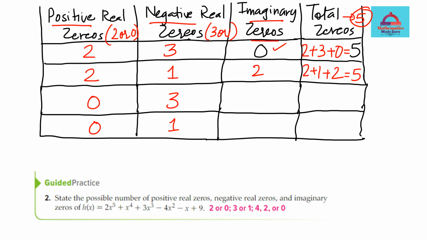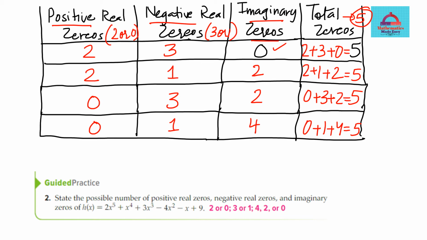So we are correct. Again, for the next part also, the total zeros have to be 5. This is 3 already, so 2 here. So 0 plus 3 plus 2, and yes, that is giving you a 5. So you are correct. Finally, the last part where you have 0 positive, 1 negative, therefore 4 imaginary, so 0 plus 1 plus 4 equal to 5. So that now summarizes the table.